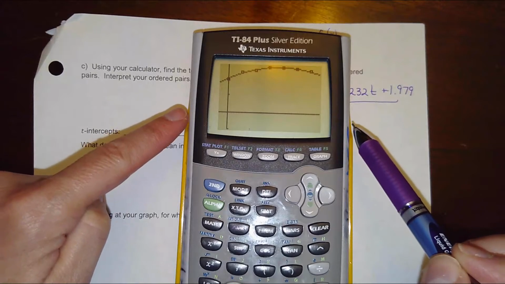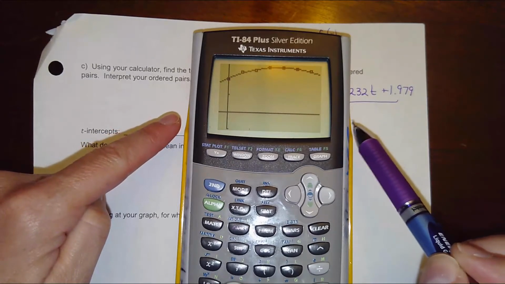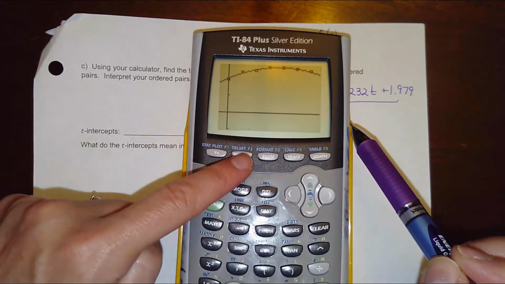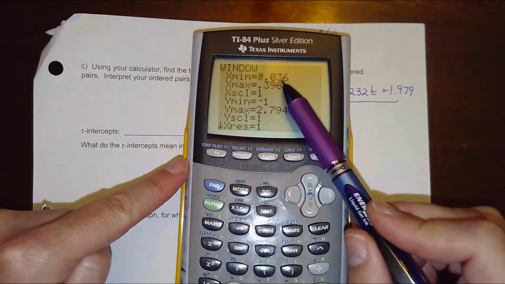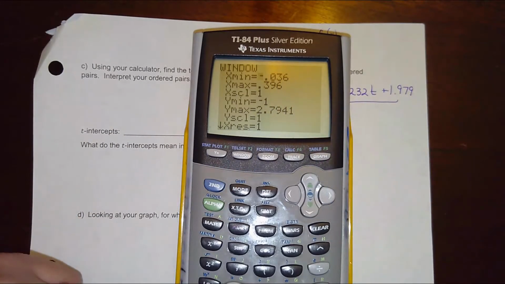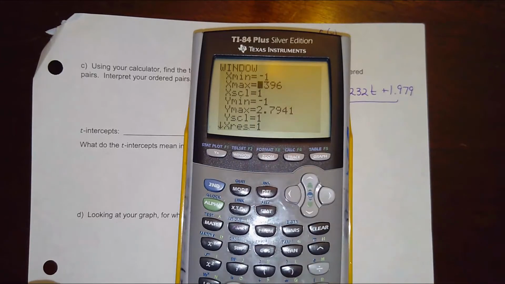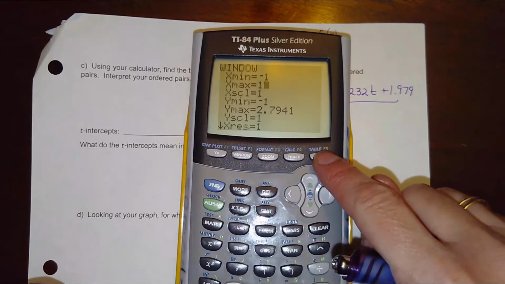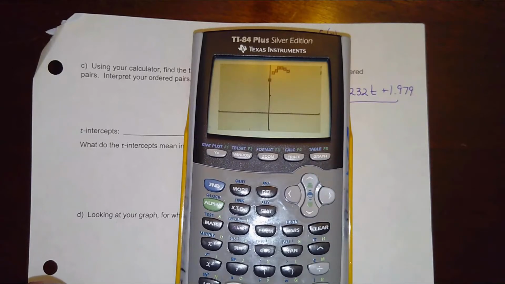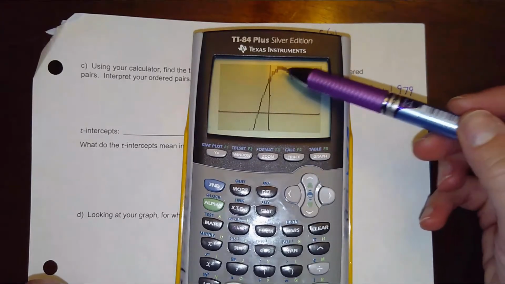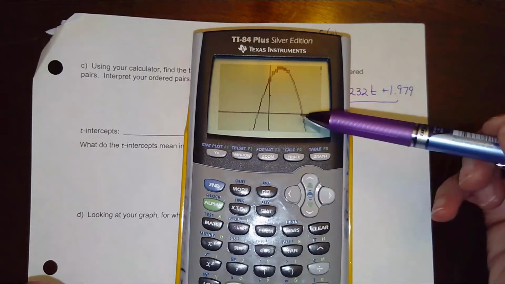So I need to make my x smaller and my x bigger for my window. So when I go to window, I need to make that a little bit smaller. So, I don't know, let's try -1. And I need to make that a little bigger. Let's try 1. Just trial and error. Oh, this should be nice. Okay, so there's the path of my ball.